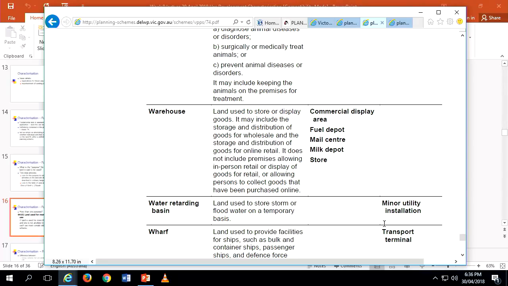Warehouse: land used to store or display goods. It may include the storage and distribution of goods for wholesale, as in not individual items but en masse, packed up, and the storage and distribution of goods for online retail. It does not include premises allowing in-person retail or display of goods for retail, or allowing persons to collect goods that have been purchased online. Now that's a pretty clear meaning. This is like pallets and big boxes of goods going around the place. It's not people walking in and saying, "Can I have one chocolate bar, please?"